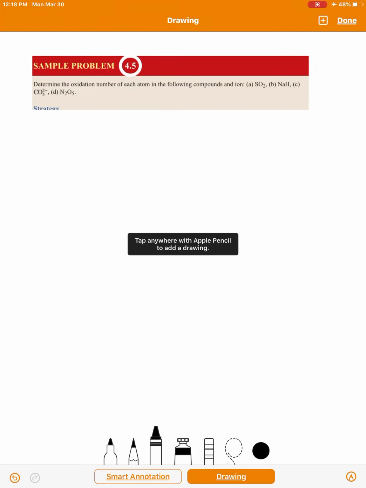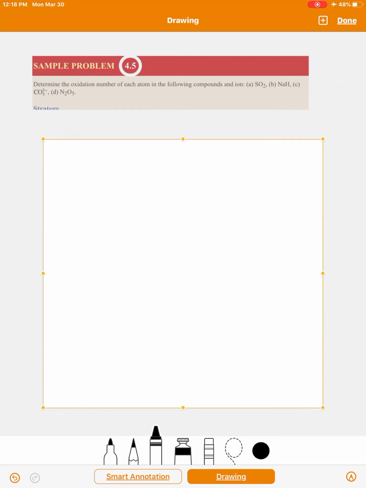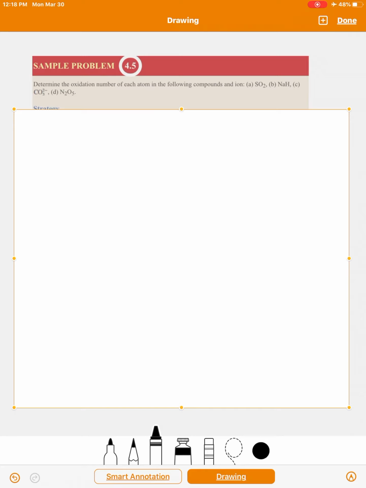Okay, let's take a look at sample problem 4.5. We're now looking at reduction-oxidation reactions, or oxidation-reduction, redox reactions. So let me put this in the box here. That we're dealing with something called redox. This is the third type of reaction that we're going to look at.